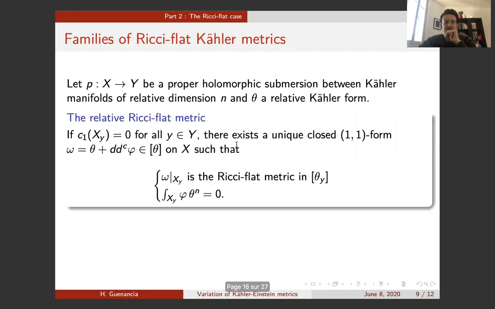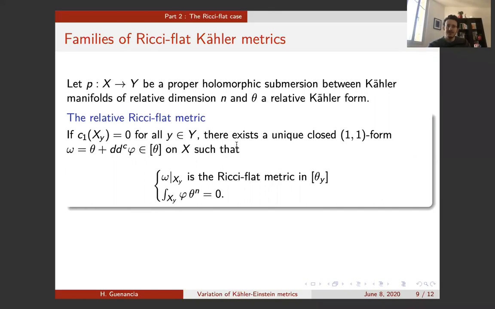So let me now move on to the Ricci-flat case. Okay, and I'll try to see how much we can push the comparison with the negative case. So same setting, I start from a submersion. So this time I only allow smooth fibers. Submersion with compact fibers between Kähler manifolds. Okay, so I fix the dimension, it's n, and I fix a relative Kähler form, which will be my polarization.